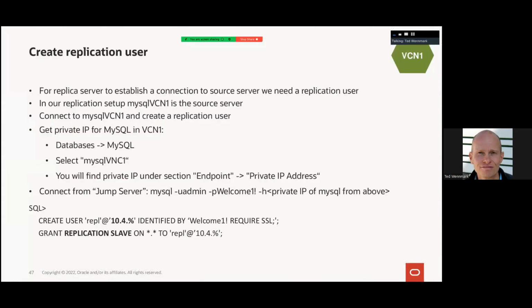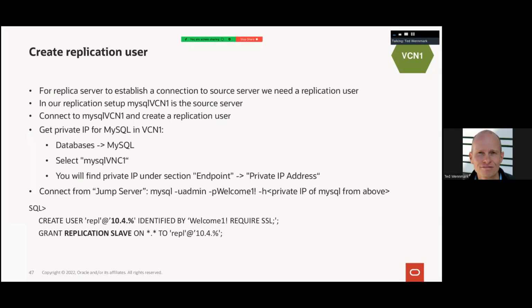For replication, the first thing we need to do is decide which one is the source and which one is the replica. On the source server, we need to create a user account. So you need to log in to the MySQL in VCN1. Once you're logged in, and you see the command for connecting to VCN1 from the jump server, you're using these two statements: create user to create the user, and then you're granting replication slave. This user will be used for connecting and setting up replication. And you're allowing traffic only from the 10.4 network, so only from the VCN2 network.